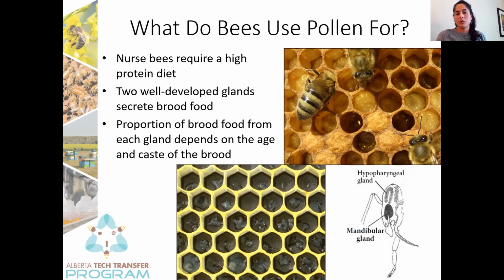Younger larvae will be fed a brood food that is mostly mandibular gland, and as that larva ages, it switches a little bit more towards hypopharyngeal gland secretion. So that's very interesting, that bees are able to tell that and are able to adjust how much of that brood food they are producing is coming from each gland. It's pretty amazing.